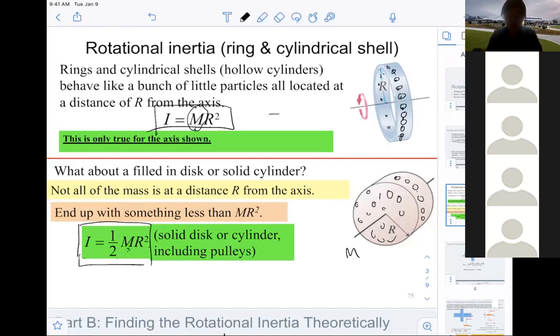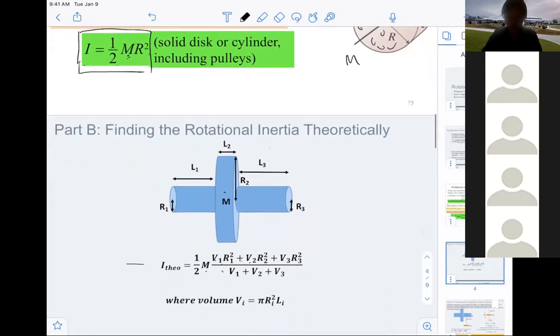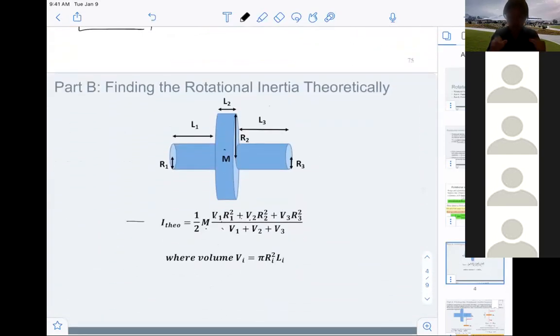because some of the masses are actually closer to the center, making it easier to rotate. So in our lab, we are trying to rotate an object made of 3 different disks. They're all of different shapes. Some of them are much longer and thinner. Some of them are much shorter and more flat. So here, this is a wheel. You have 3 different cylinders, 3 different disks, right? Disk 1, disk 2, and disk 3.